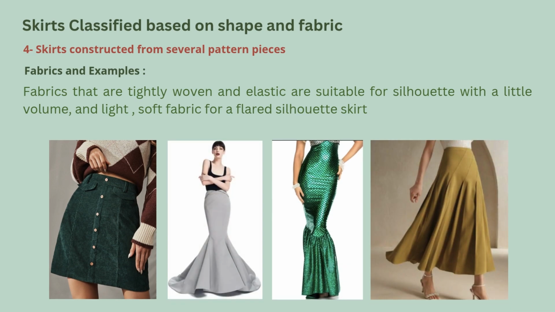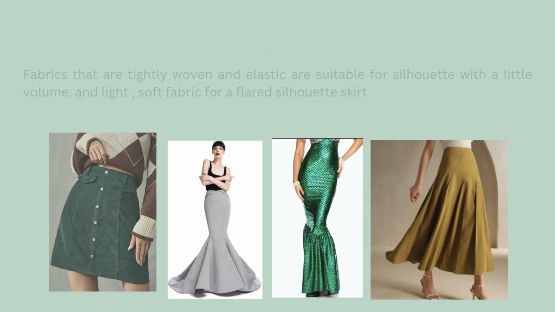The fabric we choose for this kind of skirt depends on the volume of skirts and how the length and shape of the skirt is. For example, for a silhouette with little volume, the one you see in the first image, this green skirt, fabrics that are tightly woven and elastic are suitable. But for the skirts which are more voluminous, like this mermaid skirt and this bias cut skirt, light soft fabric are suitable because they will have a better drape.